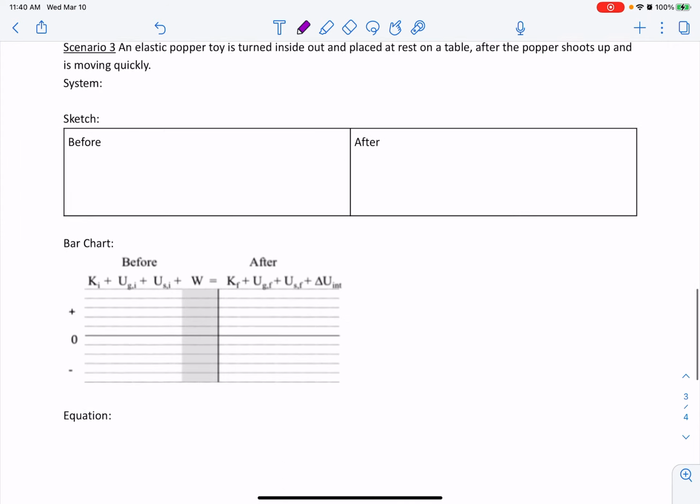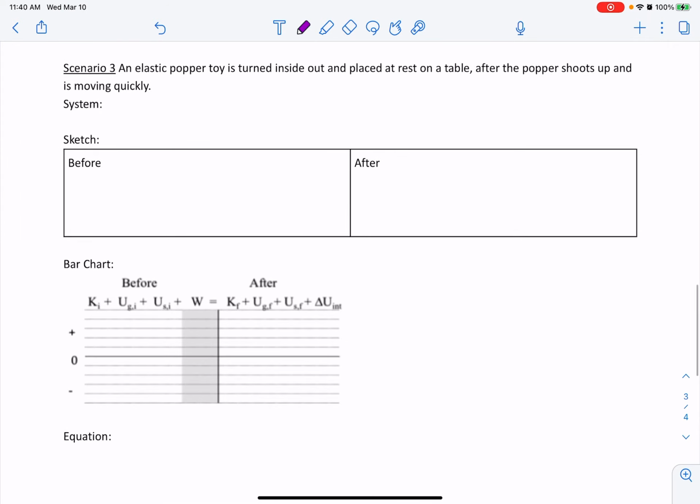Let's look at a third situation. Here we have an elastic popper toy. I don't know if you've ever played with those. You turn them inside out and they pop up. It is turned inside out and placed at rest on a table. After, the popper shoots up and is moving quickly. So let's make our system the popper, the earth, and the table.